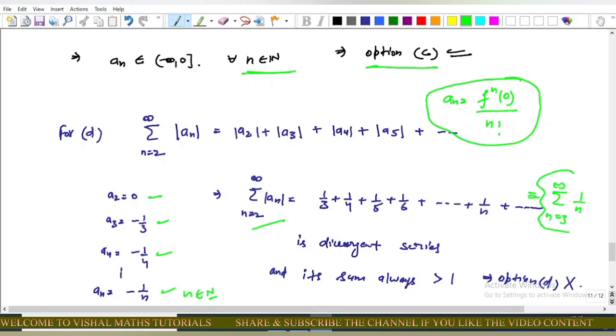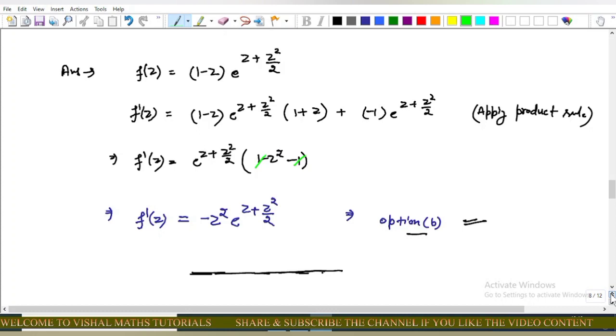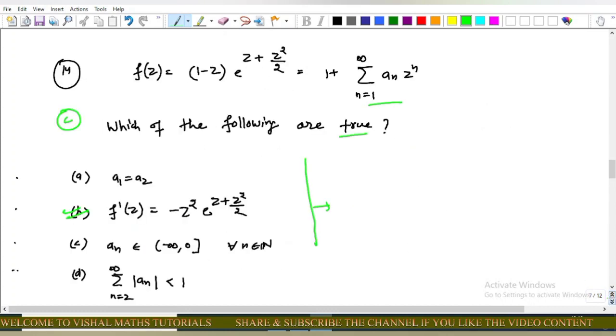And we know that by using the p-series test, this series is divergent. That is, this summation of mod of an, where n is equal to 2 to infinity, is a divergent series, and its sum is always greater than 1. This implies that option D is incorrect. Now come to the options again. Option A is correct, option B is correct, option C is correct, and option D is incorrect.